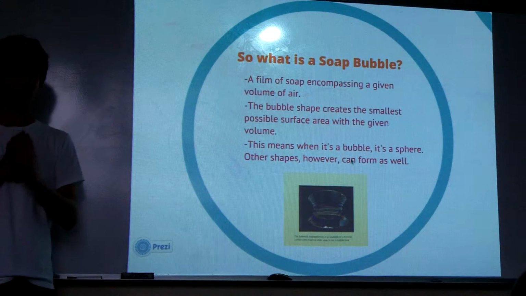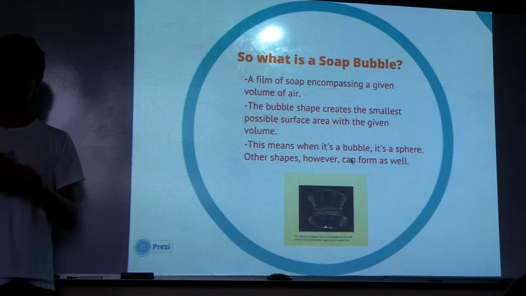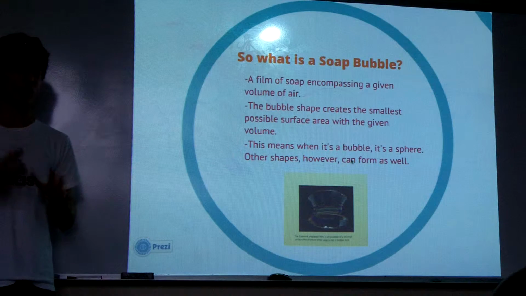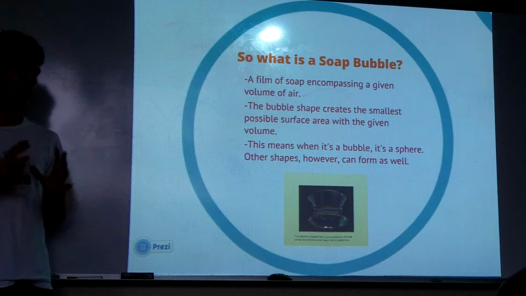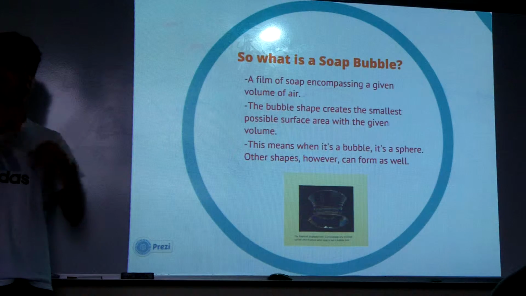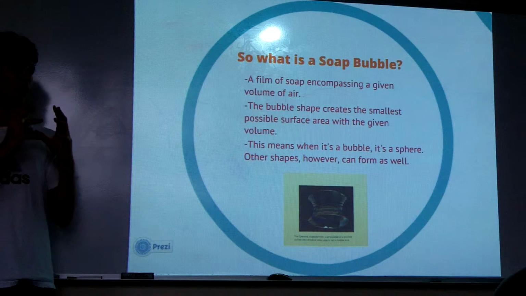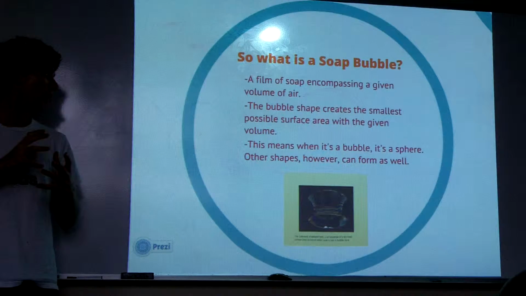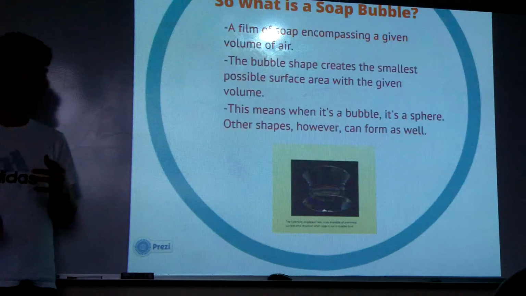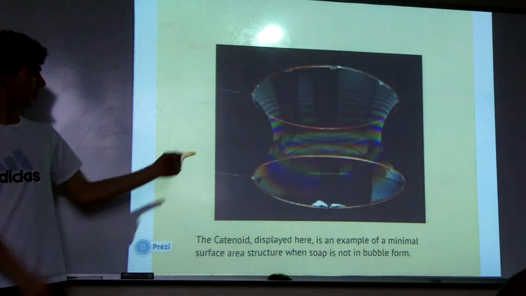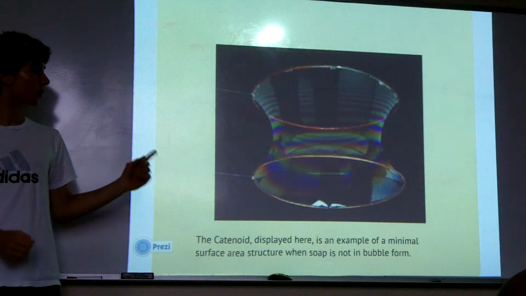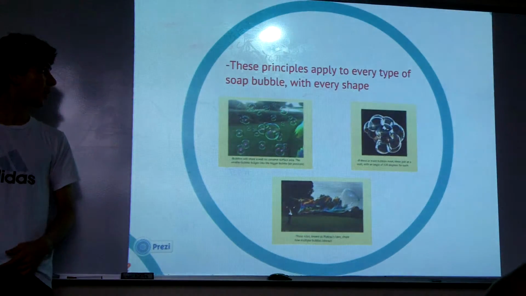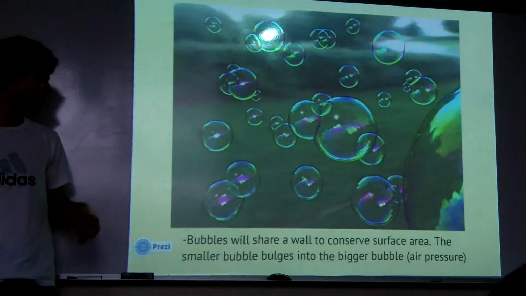A soap bubble is a film of soap and water encompassing a given volume of air. The bubble creates the smallest possible surface area for that given amount of air. As a bubble moves, it's always changing shape until it reaches something like a sphere, which has the least possible surface area. But other shapes are possible too. For example, if you have 2 little wands, you get what's called a catenoid, which is proven to have the smallest surface area for something of that size. So you can do other things.